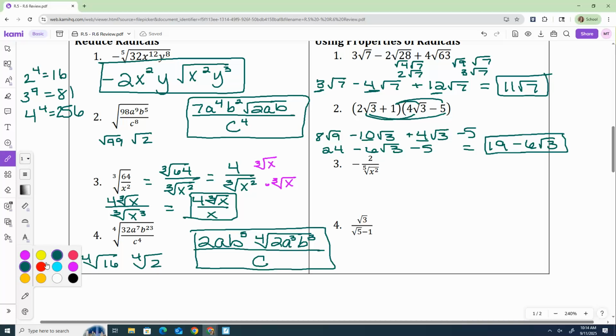Number 3, can't leave a radical in the denominator. We have 2 x's. We need a group of 5. How many more does that take? 3. 3 more. So you're going to multiply by the 5th root of x to the 3rd. We get negative 2, 5th root of x cubed, over the 5th root of x to the 5th.